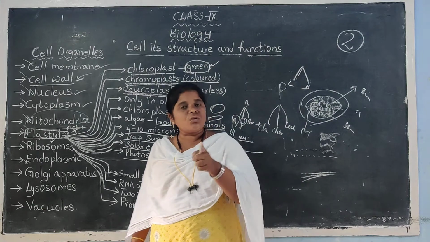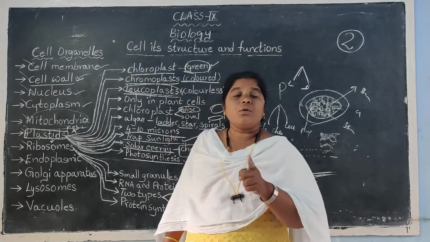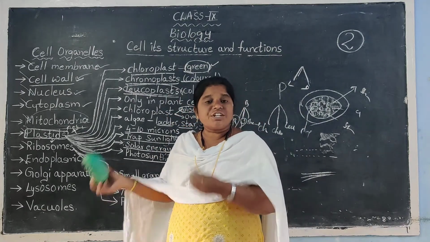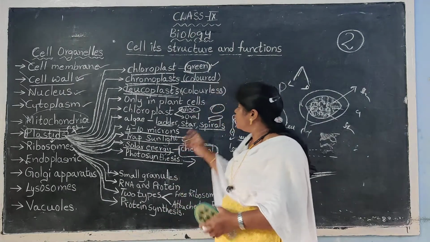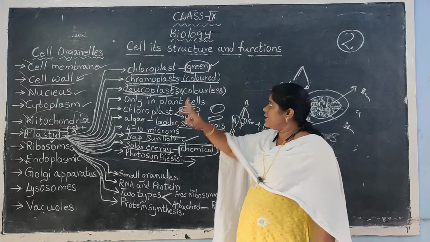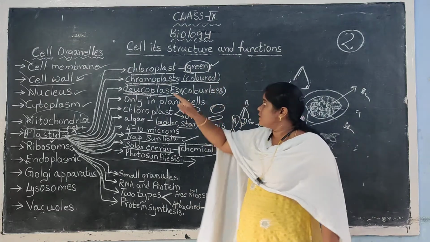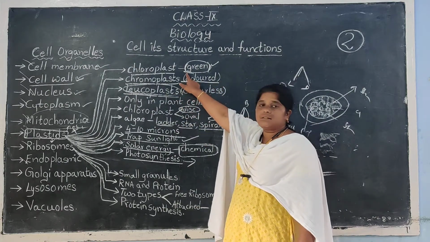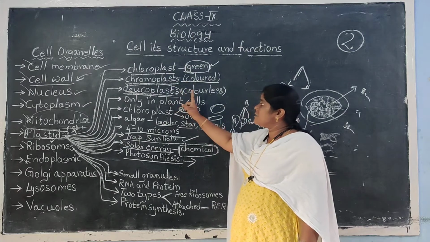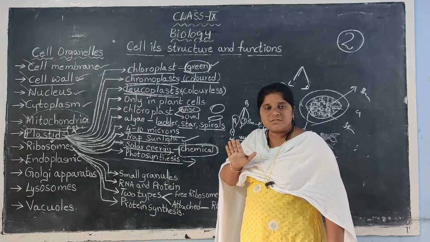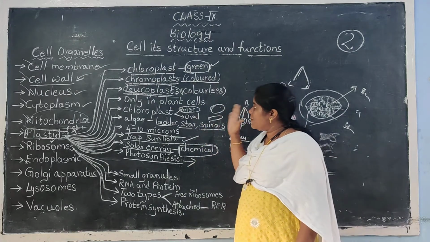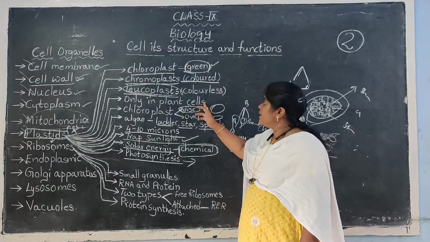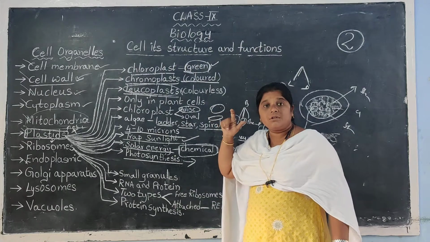You all know that plant cells can undergo photosynthesis because they are autotrophic organisms. Once again I'll repeat. How many types of plastids are there? Three types. Colored plastids are called chromoplast, green colored are called chloroplast, and colorless are called leucoplast. And the major difference between animal and plant cell, along with the cell wall, is that you cannot find plastids in an animal cell, whereas in plant cells you can find plastids.